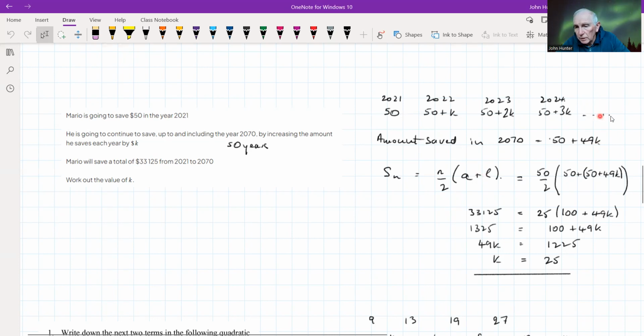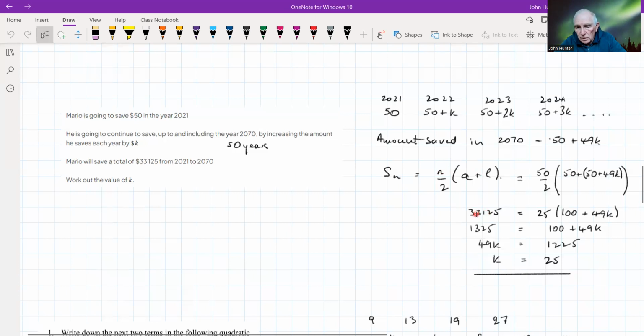Okay, so if we carried on these dots and got to 2070, it would be 50 plus 49k. That is our last term. All right, so let's just plug in what we know here. n is 50. The first term is 50, and the last term is 50 plus 49k. And that sum that we know, because they tell us, is 33,125.